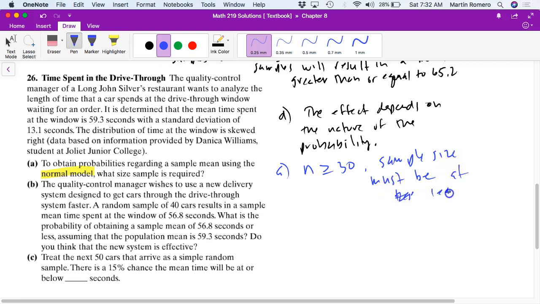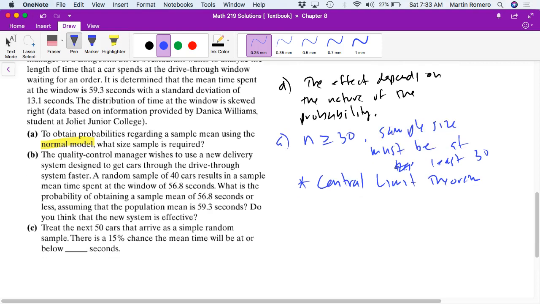At least 30, and then we can apply the normal model, because we learn from the central limit theorem that we can apply these rules. As the sample sizes get bigger, the distribution of the sample means becomes normal, and that's the central limit theorem.